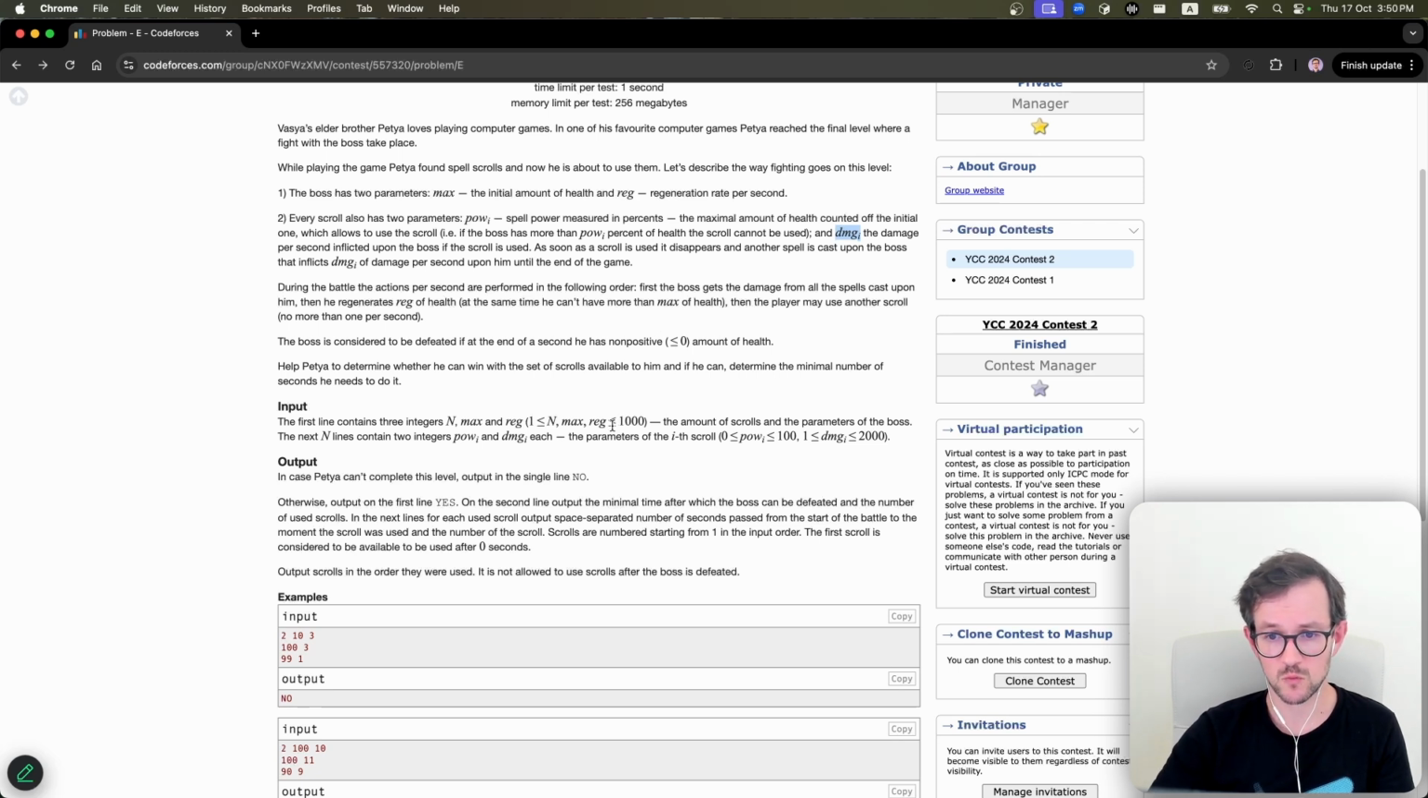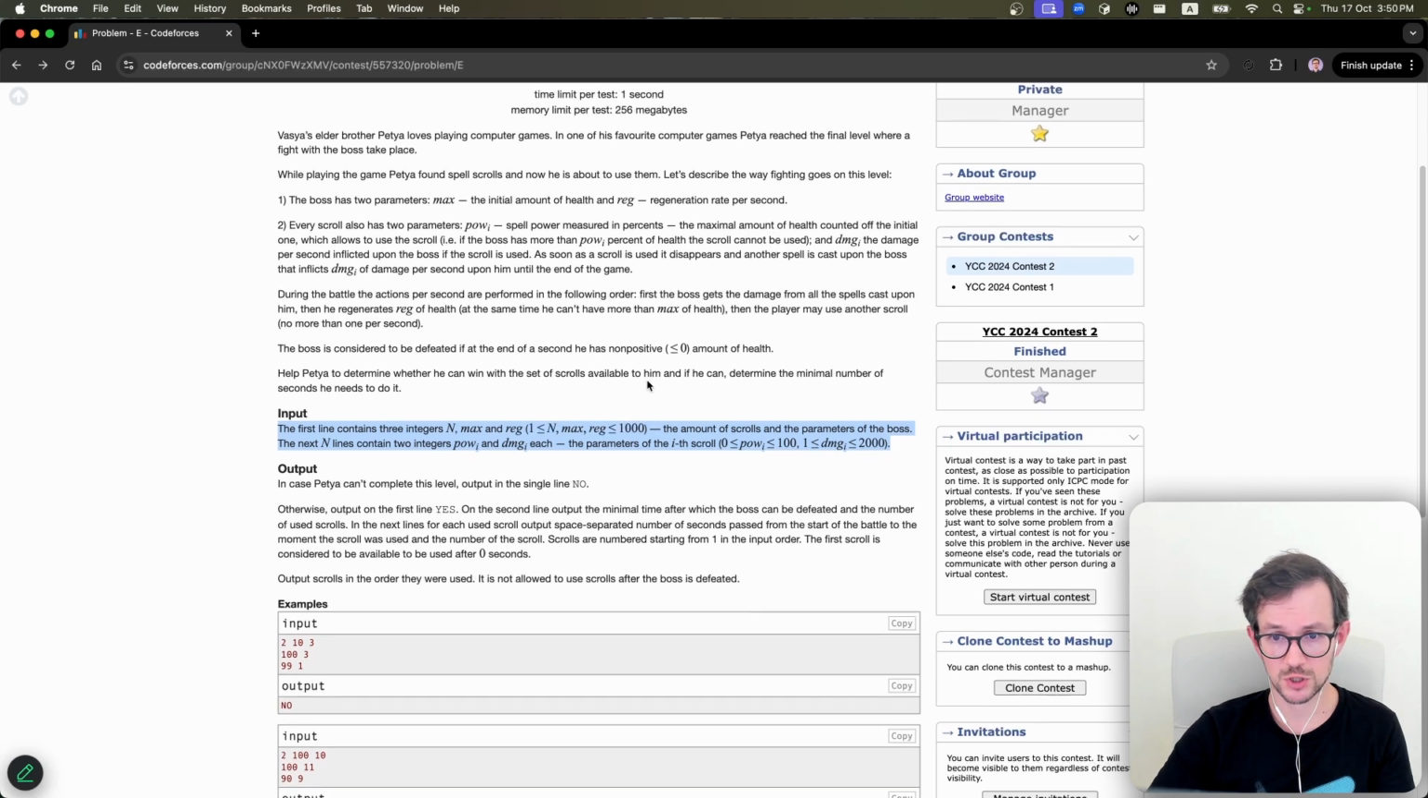So all numbers are small. Here is 10, yes, it's small. The damage is up to 2000. Okay, so this one is up to 2000. So all the numbers are small, so you don't need any special data structures. You don't need special anything. You just carefully do it.